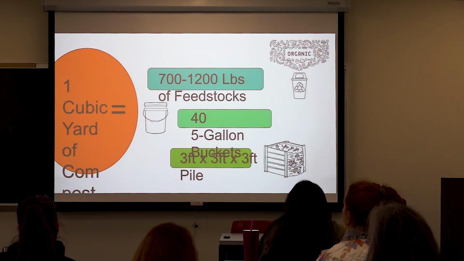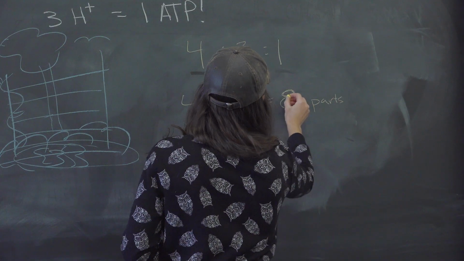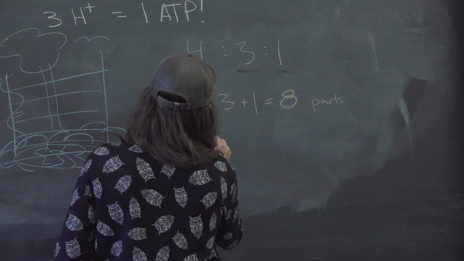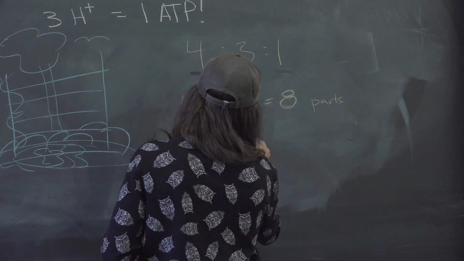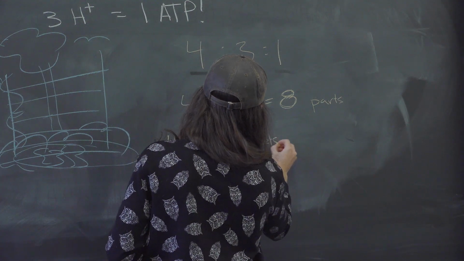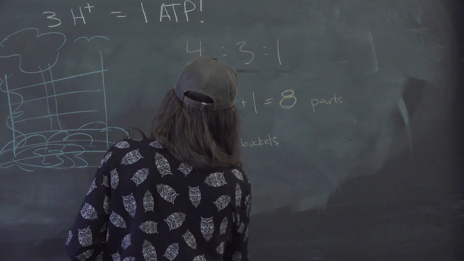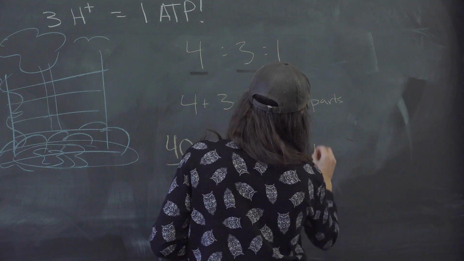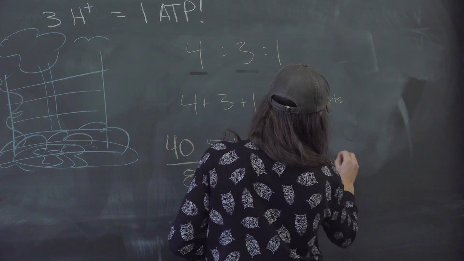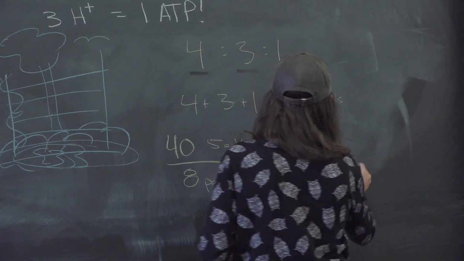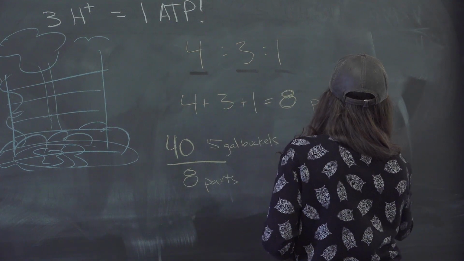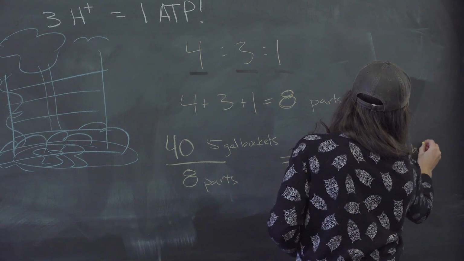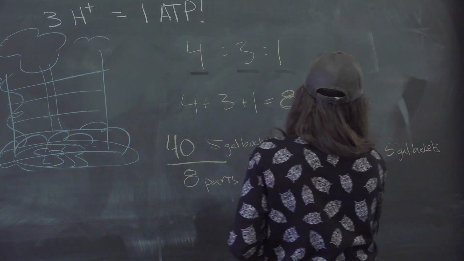So if we have 8 total parts and we have 45 5-gallon buckets, we divide that by 8 parts, which gets us 1 part, this generic part that we talk about, equals about 5 5-gallon buckets.